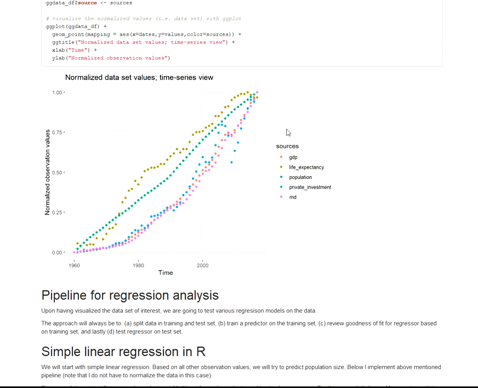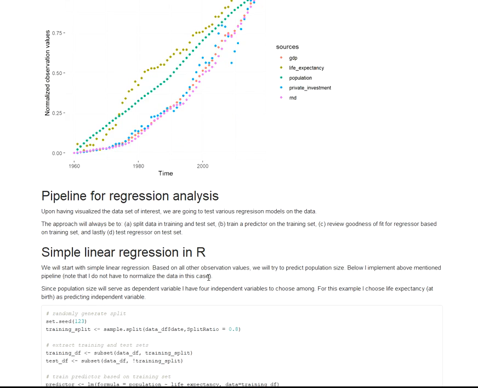Just to give you a reminder, you get a visualization here. So I'm looking at time series data from Fred.com. I'm looking at economic indicators such as US GDP, life expectancy, population size, private investments, and research and development. In this plot you see the normalized form of the data. So I normalized the observation values to be assigned to a scale from 0 to 1.